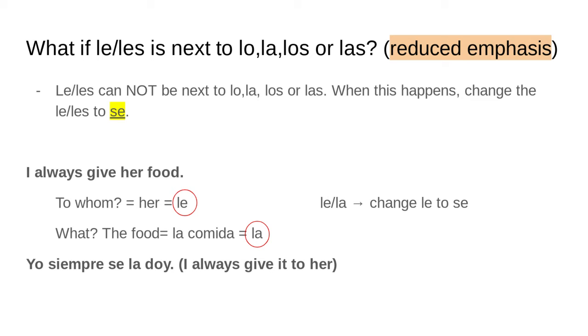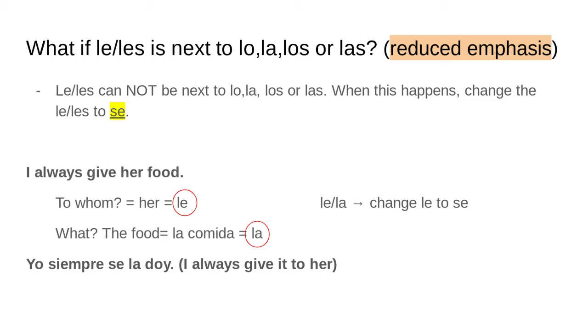Here is a section that you can include on your notes. It is there, but we're not going to be stressing this as much. This is kind of an above and beyond topic. What if le or les, the indirect object pronouns, are next to lo, la, los, or las? Well, in Spanish, le and les cannot be next to lo, la, los, and las. And whenever this happens in Spanish, you would change the le or les to se.